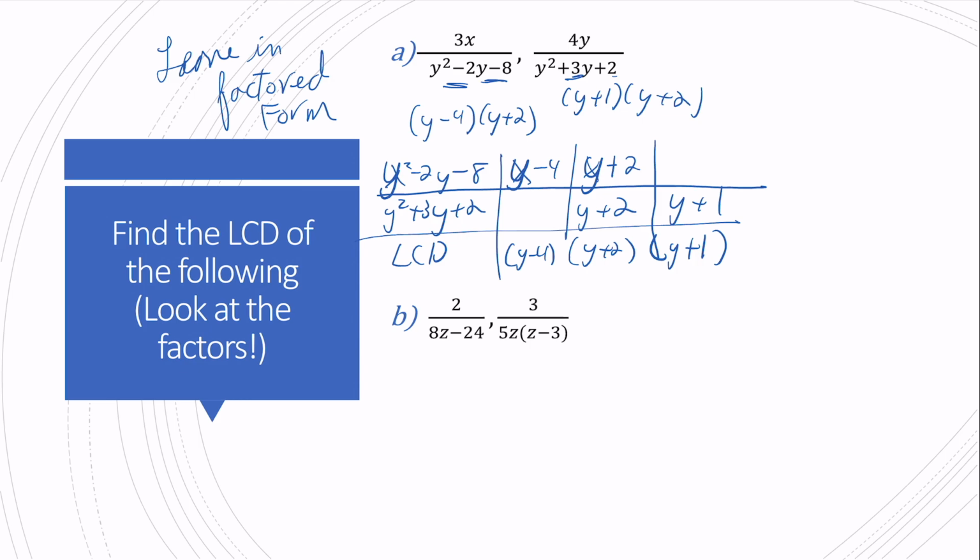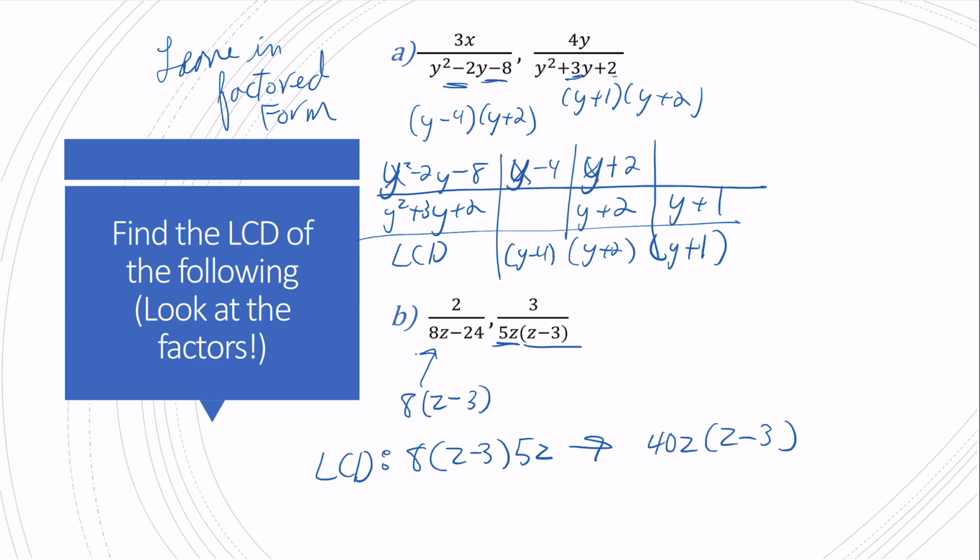So for B, I've got 8z minus 24 as my denominator and 5z times z minus 3 is my denominator. Well, I can factor my first denominator, so I've got 8 times z minus 3. And my second denominator is 5z times z minus 3. That z minus 3, that's what they have in common. So I would need to find the LCD. It's going to be 8 times z minus 3 times 5z. And I could go ahead and write this as 40z times z minus 3, or I could leave it fully factored. It's up to you.